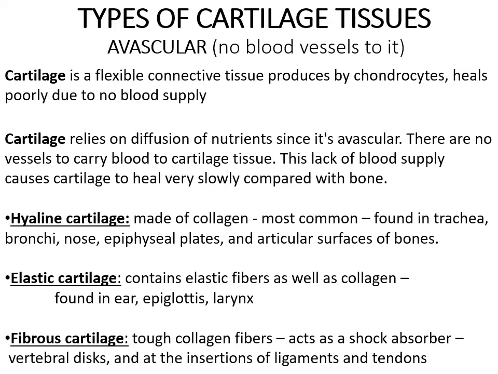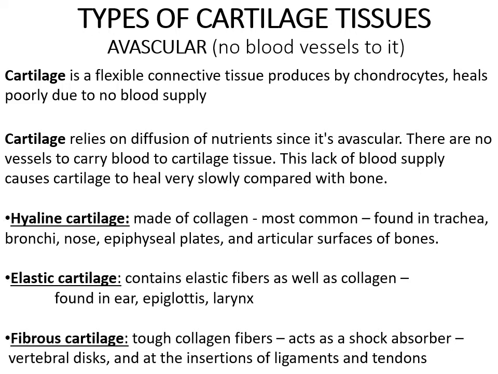Okay, so let's talk about some different types of cartilage tissues. In general, cartilage is avascular, meaning there's no blood supply to feed it nutrients. Because of that, it's prone to potential infection if contaminated, and also poor wound healing due to the lack of blood supply. So cartilage relies on diffusion of nutrients and oxygen from surfaces as opposed to from blood supply.